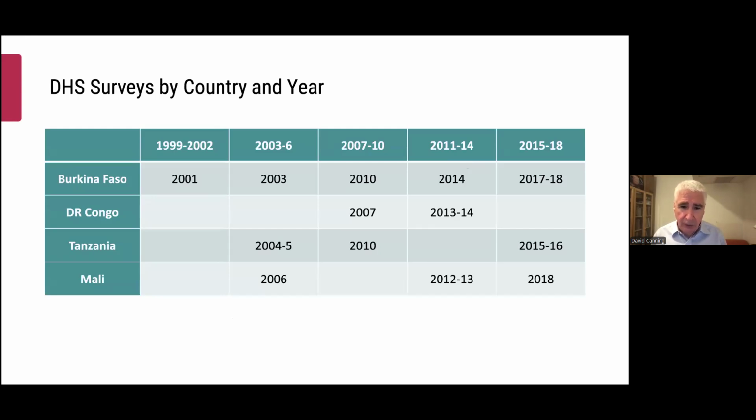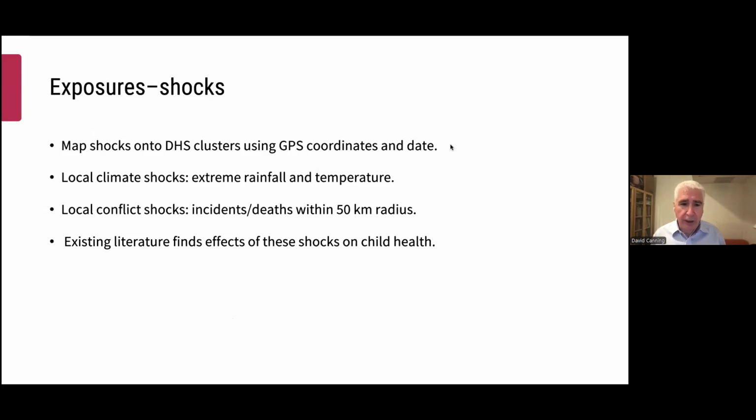These are the DHS surveys we used in various countries. So we need at least 2 surveys to look at resilience. Next slide. The shocks we looked at were climate shocks, extreme rainfall and temperature, and conflict shocks, looking at incidence of deaths within a 50-kilometer radius. And existing literature shows large effects of these shocks on child health. And we were looking at the effects of these shocks on maternal health, mothers, women aged 15 to 49, and looking if we could see time paths of responses to these shocks. Next slide.